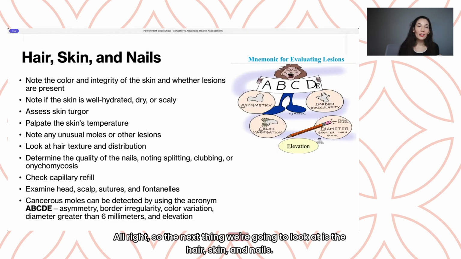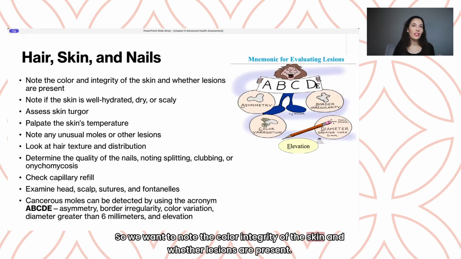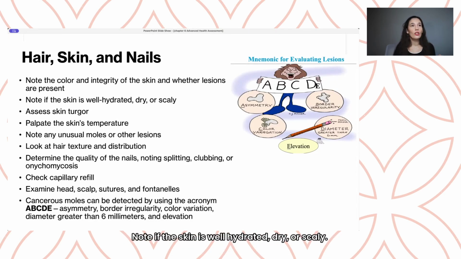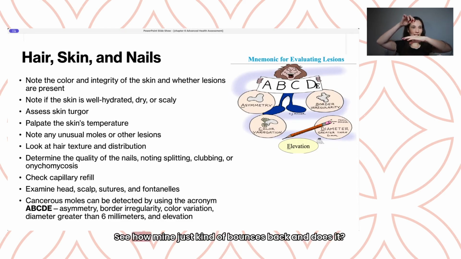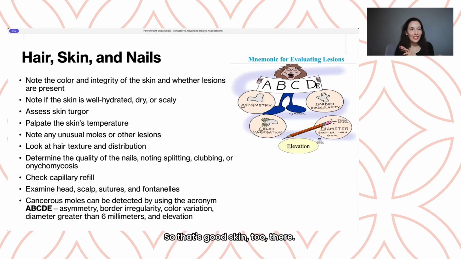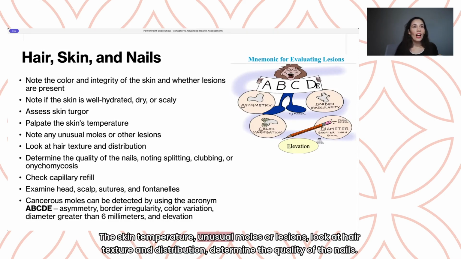All right, so the next thing we're going to look at is the hair, skin, and nails. We want to note the color and integrity of the skin and whether lesions are present. Note if the skin is well hydrated, dry, or scaly. Assess for skin turgor, meaning when you take someone's skin and you pull it up, see how mine just bounces back? So that's good skin turgor. If that skin stayed up, I'm dehydrated, not good. Check the skin temperature, unusual moles or lesions, look at hair texture and distribution, and determine the quality of the nails.